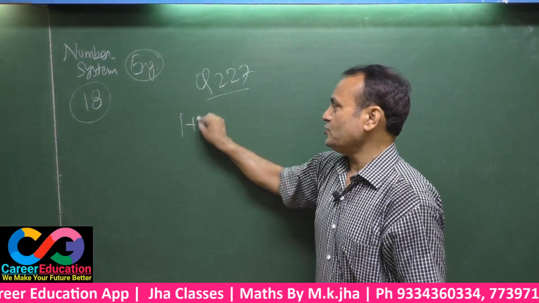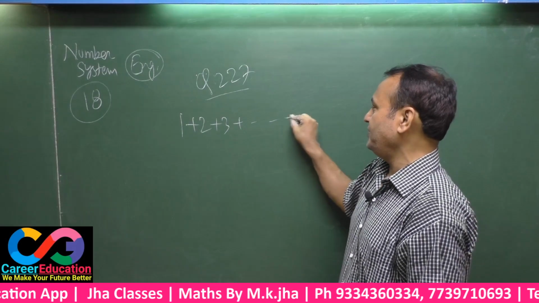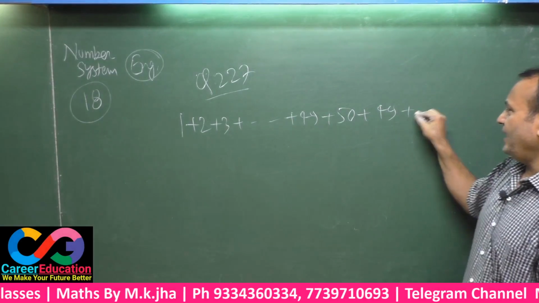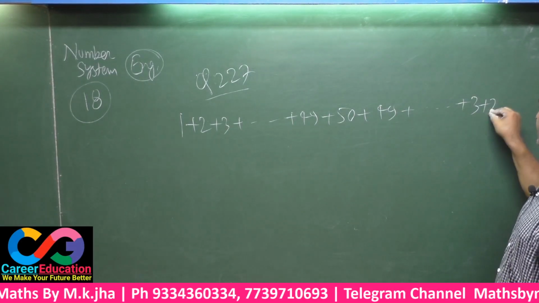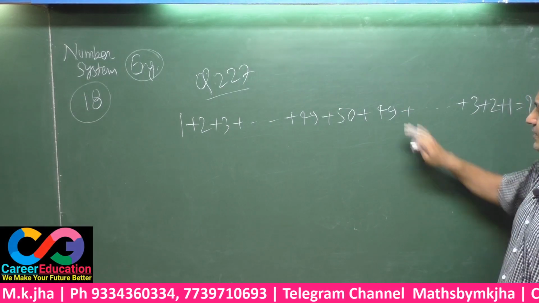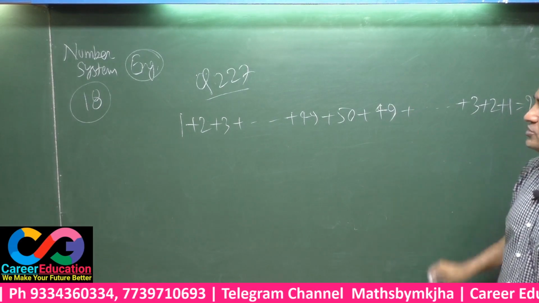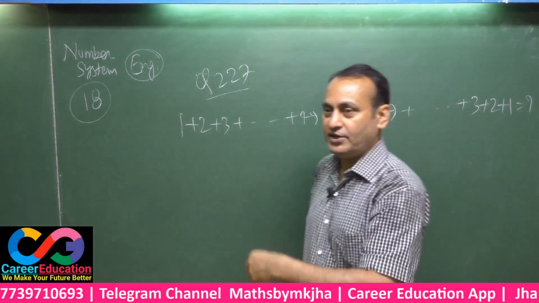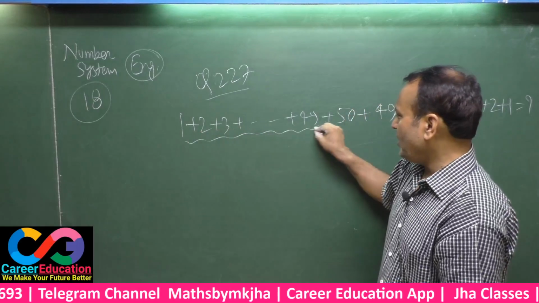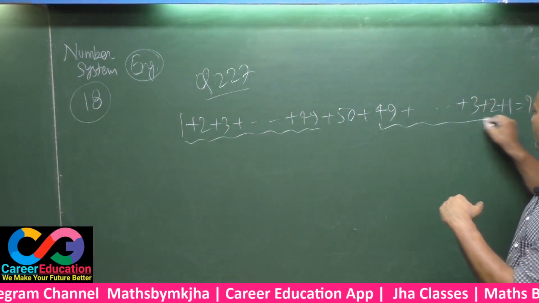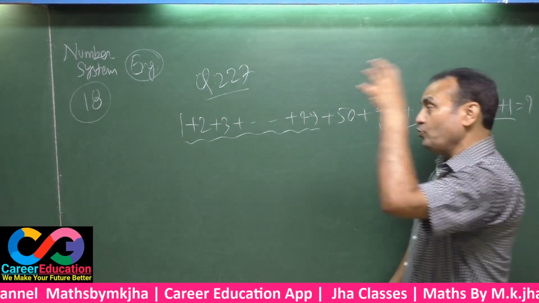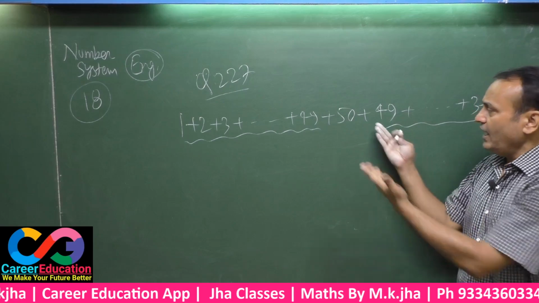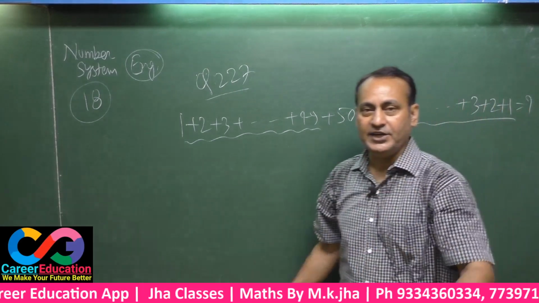Now 227. This is 1, 2, 3 up to 50, and again 50, 49 up to 1. This is your question. You have to sum up all this. We have to make a plan here in order to ease the question. See here, 1 plus up to 49 and again 1 plus up to 49. You have to calculate the value of this and double it, and then only add 50 and you will get the final answer.